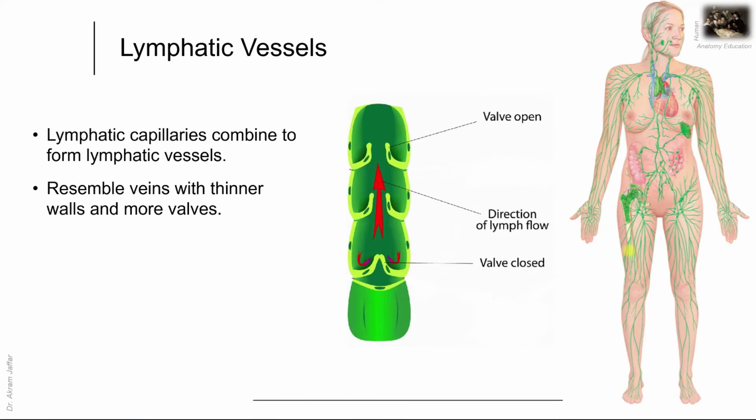Now, lymphatic capillaries combine to form lymphatic vessels, and these lymphatic vessels closely resemble the veins in that they have a very thin wall, even thinner than the wall of the vein. And in addition to that, similar to the vein, they also have valves. These valves allow the lymph to go in one direction, so it goes up toward the termination, towards the neck, but will prevent the lymph from moving back.